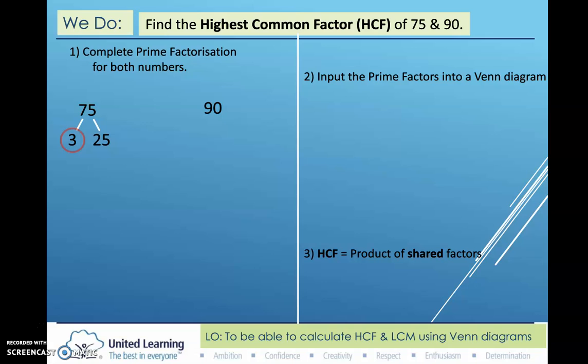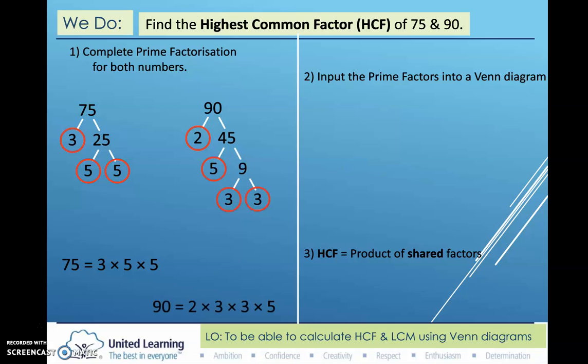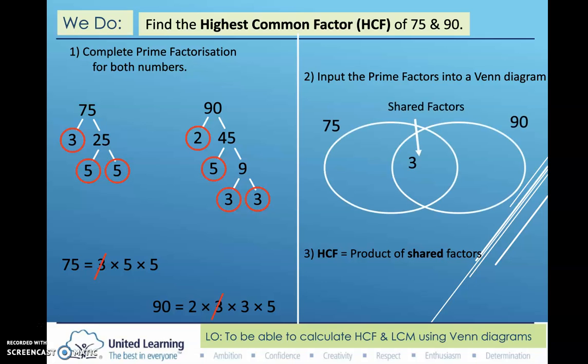So we break down 75. It's 3 times 5 squared. We break down 90 and we get 2 times 3 squared times 5. We input these into our Venn diagram. We get the shared factors of 3 and 5.